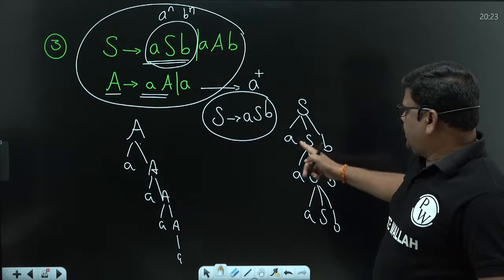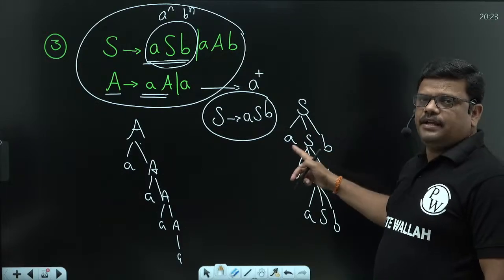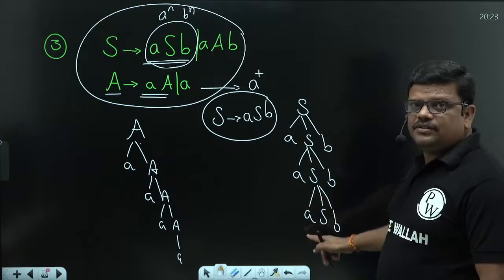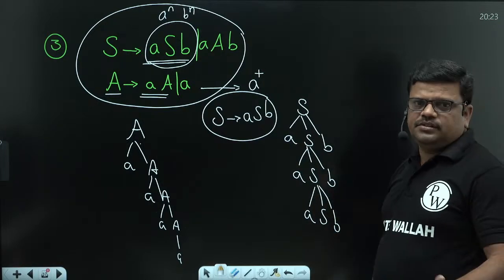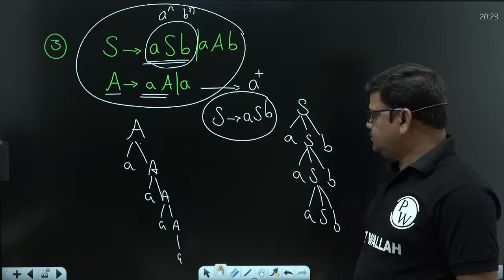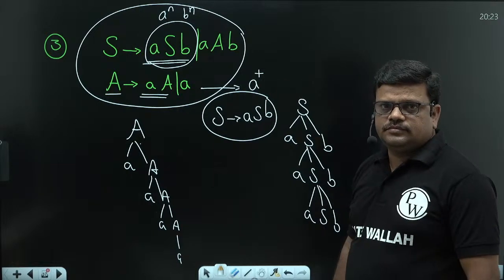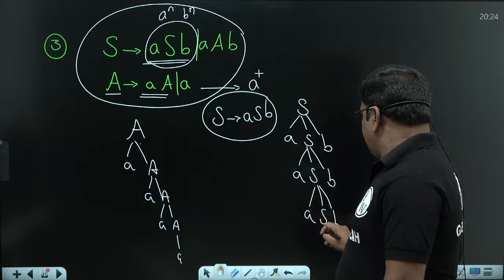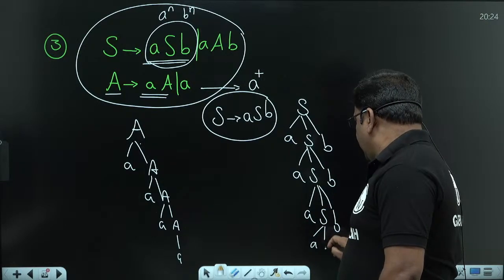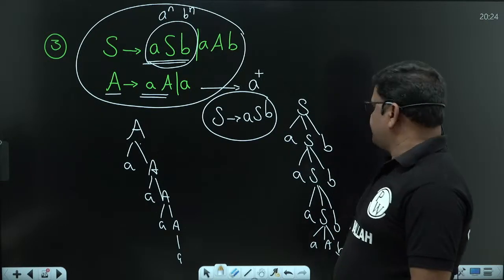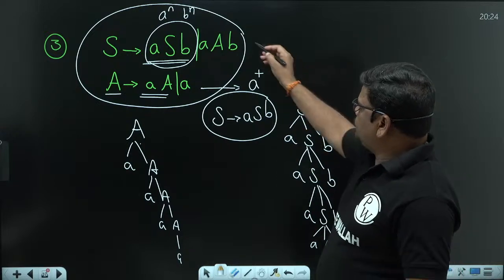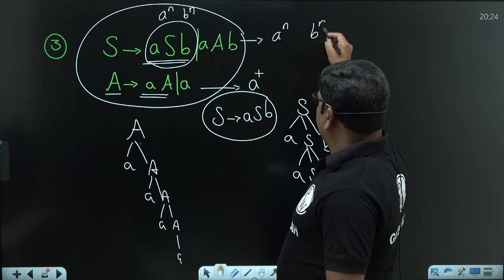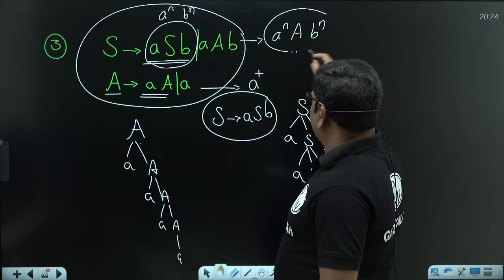See here, S is replaced by a S b. Again S is replaced by a S b. Again S is replaced by a S b. So this is the way it goes on. If you want to end this somewhere, you have to include capital A. So till now, the use of this one will be a power n, b power n, and in the middle, at least one time you have to use capital A.